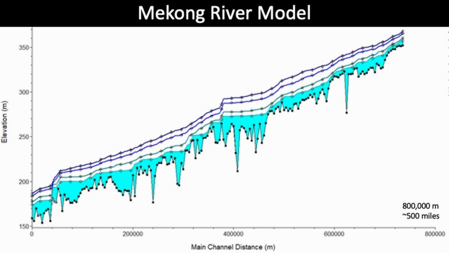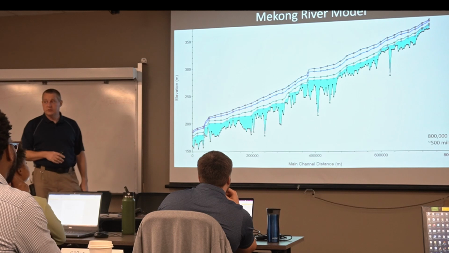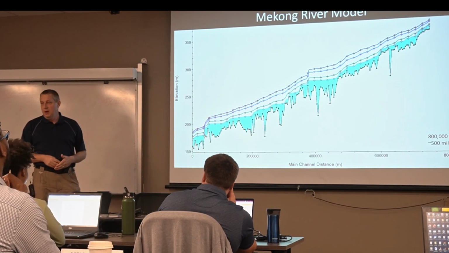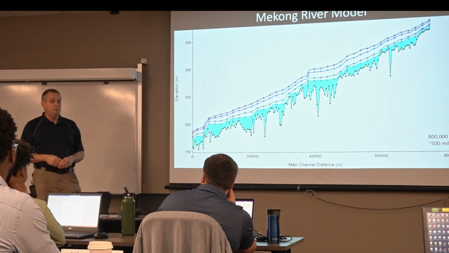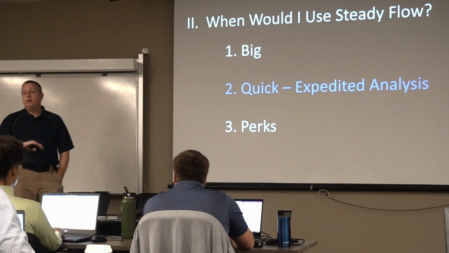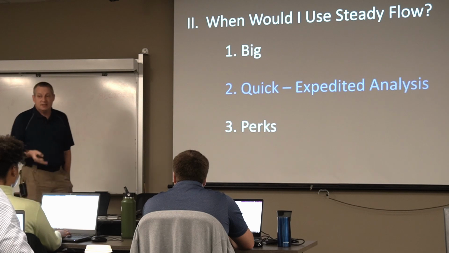We can run this 500 miles in less than 10 seconds, and these are the calibrations for multiple flows. One, you want to use the simplest model that does the job, and 1D steady flow does this job. Second, you want to use it for big models because of runtimes, and you want to use it for quick analyses, expedited analyses.